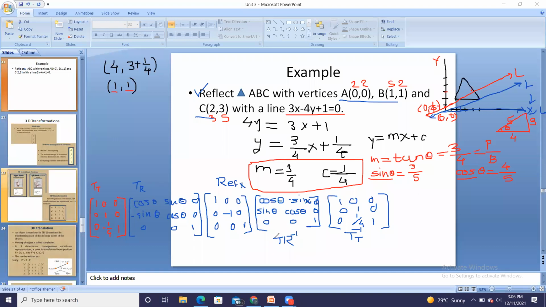Okay. So what is the result you are getting? Here cos theta and sin theta. Here cos theta is 4/5. And here sin theta is 3/5. Similarly, sin theta is here 3/5. And cos theta is 4/5.